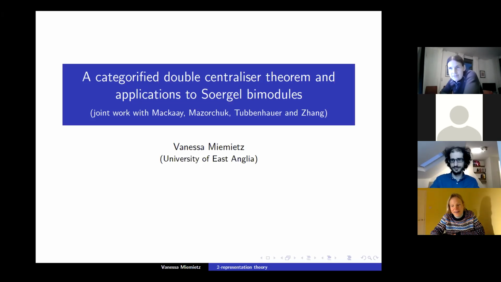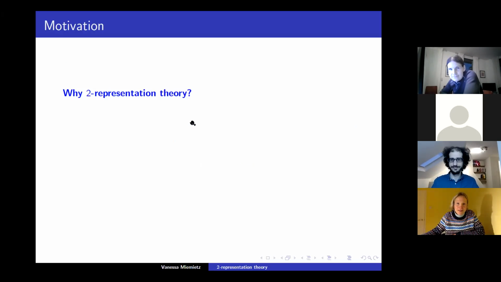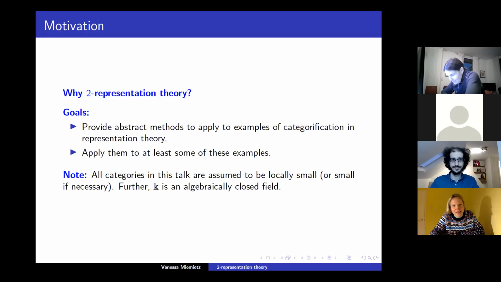So firstly, why are we studying abstract two-representation theory? The idea is that we want to provide abstract methods that can then be applied to any example in categorification. So we don't have to study categorical actions of Lie algebras and separately study actions of Soergel bimodules and prove the same things over and over again. And then of course we want to apply these results to the examples that people are hopefully interested in.